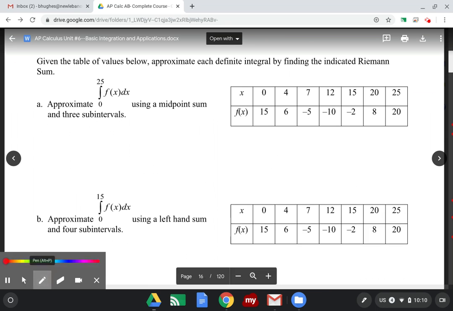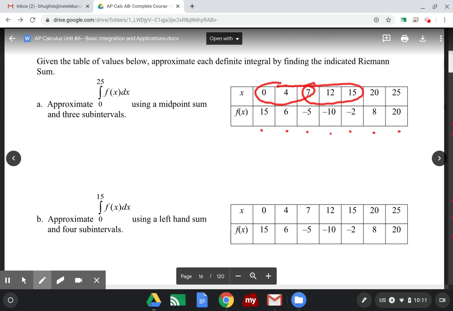So the first thing that we are going to do, and it doesn't necessarily have to be equal sub-intervals, but here we have 1, 2, 3, 4, 5, 6, 7 different function values that they give us. So I want to break it up into 3 intervals. I can go from 0 to 7, I can go from 7 to 15, and I can go from 15 to 25.